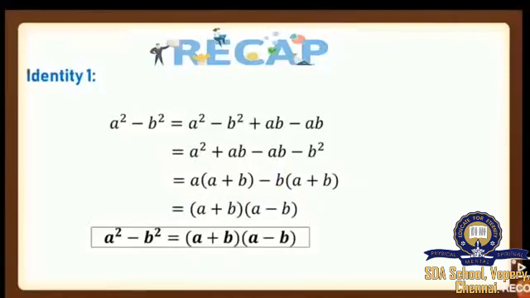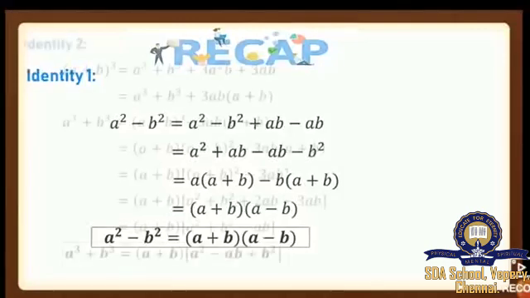So the expansion for a square minus b square equals a plus b into a minus b. This is one of the identities we will be using to factorize the expressions. Let us see the next identity.